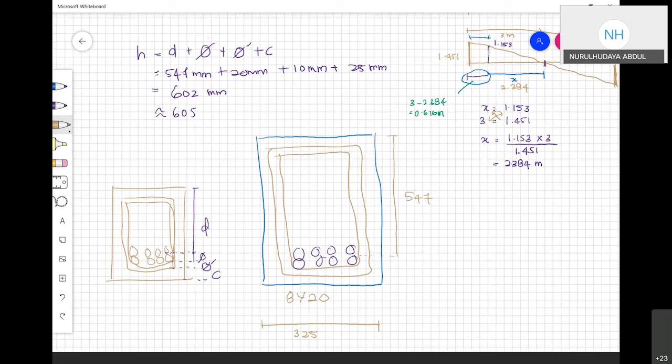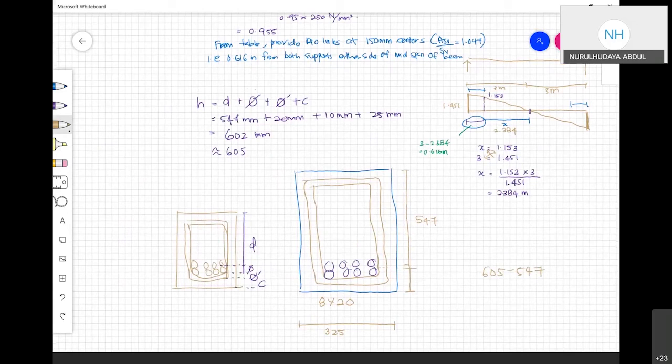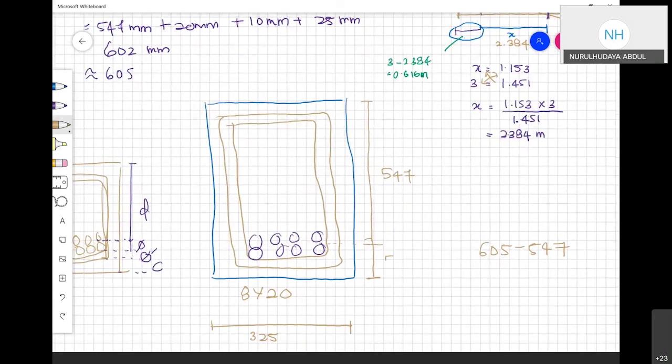And the balance down here berapa? Because kita dah tahu height of beam adalah 605, so value dekat sini adalah 605 tolak 547. So you akan dapat 58. Value dia adalah 58. Sebab 605 tu total height, tolak je dengan effective depth, kita dapatlah balance dia.